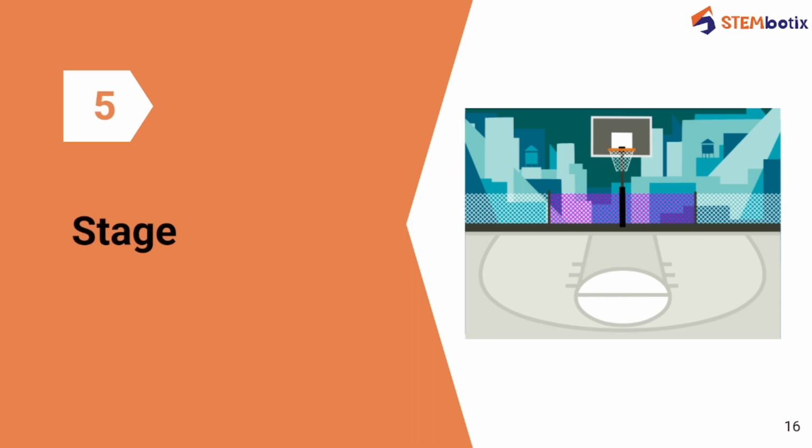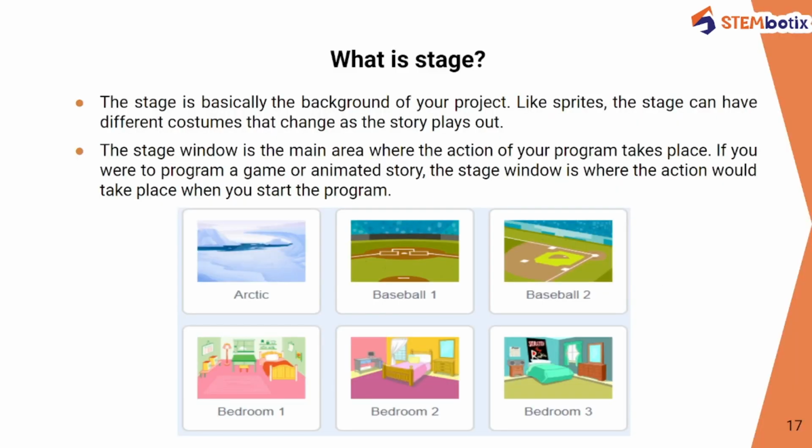Next is stage. After seeing the details of sprite, let us discuss the details of stage. So first, what is stage, and how can you change the stage or background? The stage is basically the background of your project. Like sprites, the stage can have different costumes that can change as the story plays out. Stage is nothing but the background to your sprite or your project.